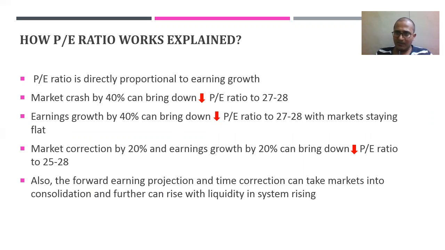Or a decent 10 to 20% correction in the markets, with earnings growth of 20 to 30% and a time correction happening over the next couple of quarters, with the base effect and inflation showing signs of improvement, and even the IIP data improving. So there is a V-shaped recovery, particularly in Indian markets.